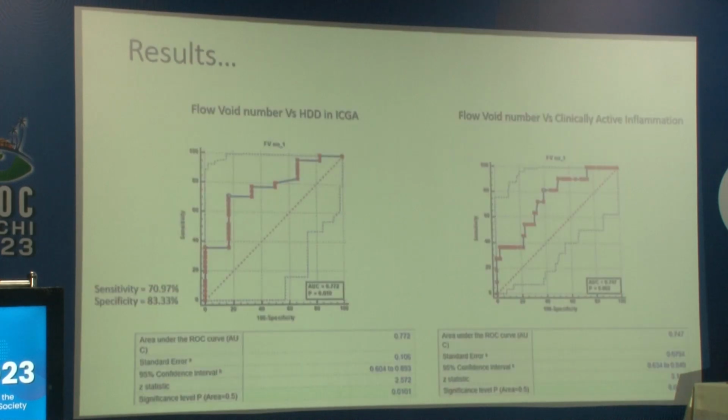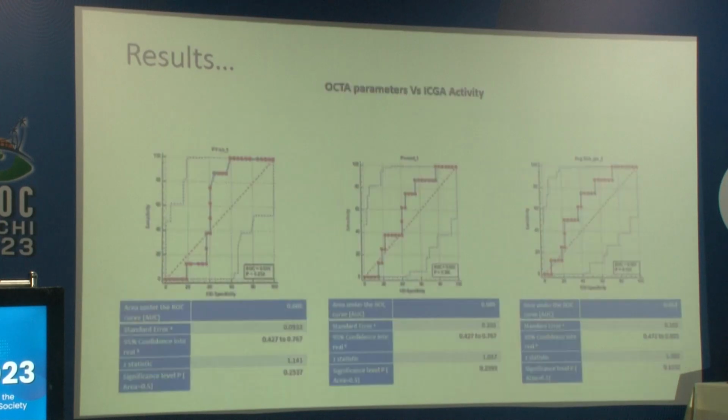The flow void number was used as a predictor to identify HTDs in the ICGA, and it was found to have a sensitivity of 70.97 and specificity of 83.33. The area under the curve was 0.77. Similarly, the flow void number was found to identify clinically active inflammation, and an acceptable AUC of 0.75 was noted. The OCTA parameters mentioned earlier were matched with ICGA activity and ICGA score, and they were not found to be significant.